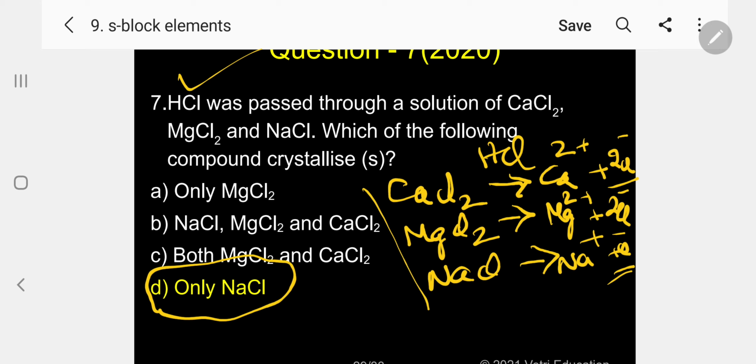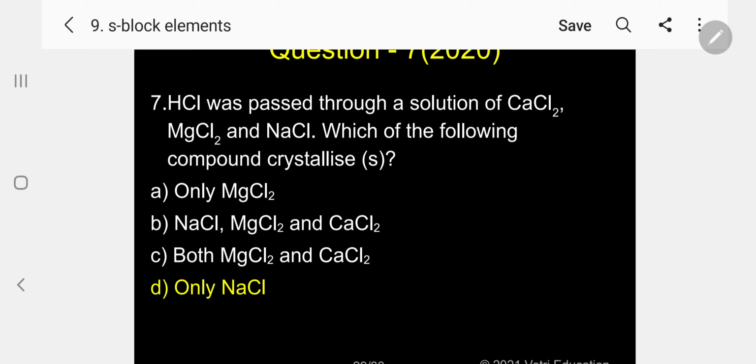When you pass HCl, only a small quantity of chloride ion is required, so the equilibrium will be shifted towards the left side. That means precipitation will take place. Equilibrium shifted means sodium chloride, magnesium chloride or calcium chloride will separate. For which case is less chloride required? Only in the case of sodium chloride, it is only 1 mole. So with a minimum amount of HCl, the first solid coming out will be sodium chloride. So only sodium chloride comes out as solid in this question.